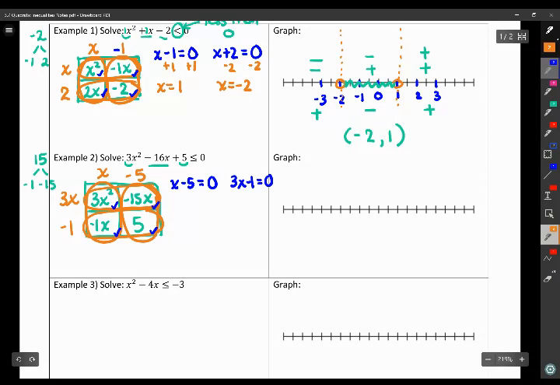And again, we just solve like a normal problem. So the way we get rid of minusing 5 is we add 5. So we get x is equal to 5. And over here, it's going to be a little bit different. We're going to add 1. So we get 3x is equal to 1, but now we're going to be dividing by 3.